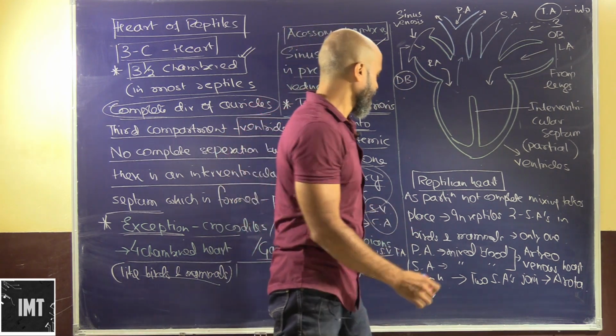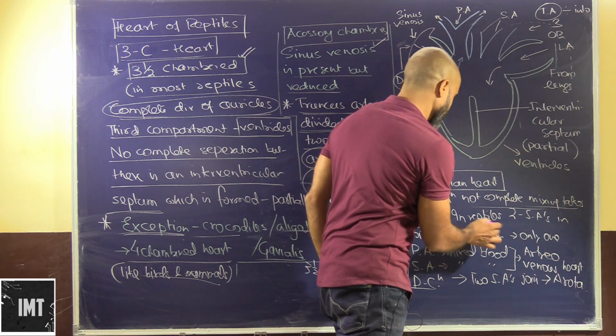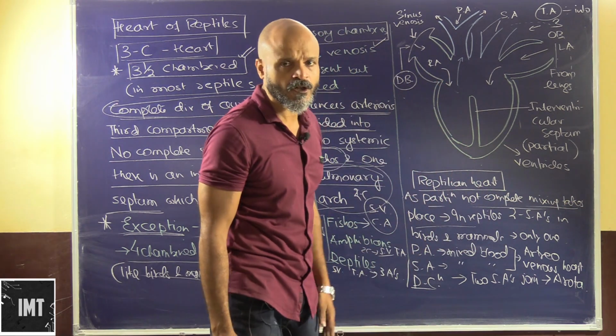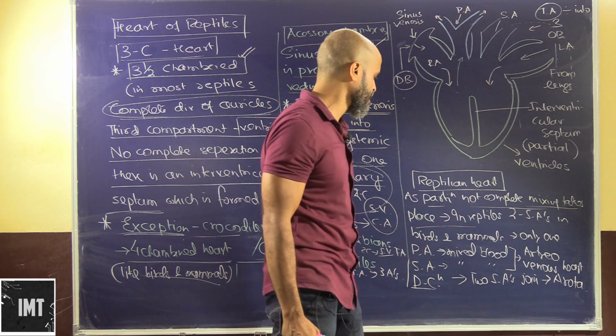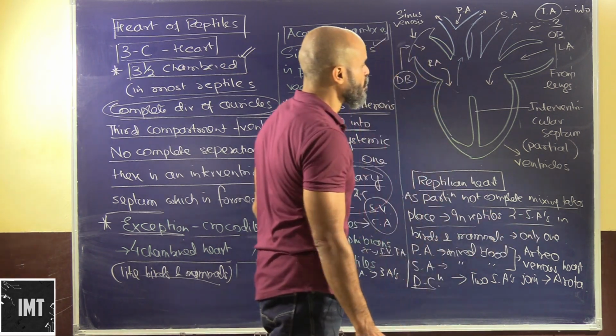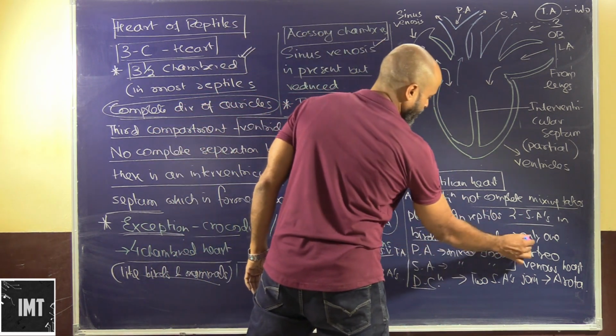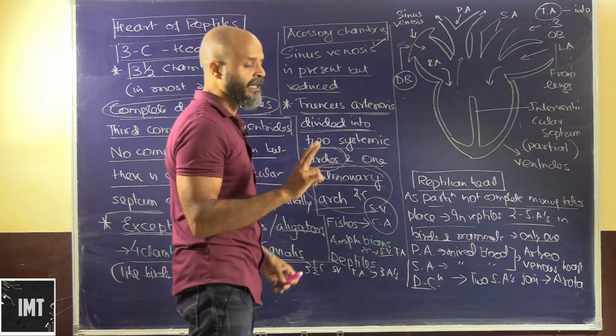In the reptilian heart, as the partition is not complete, mixing takes place. In reptiles, there are 2 systemic arches, whereas in birds and mammals, only 1.